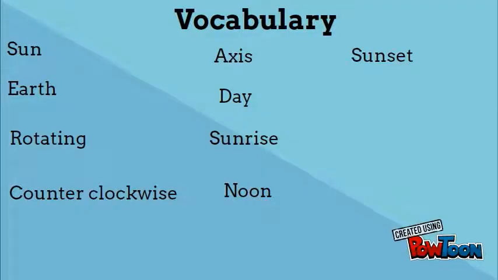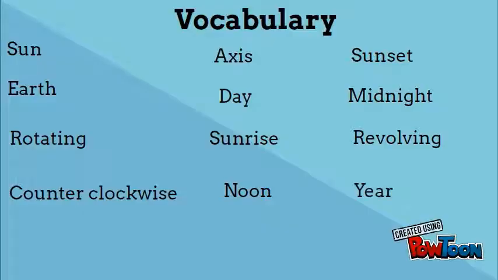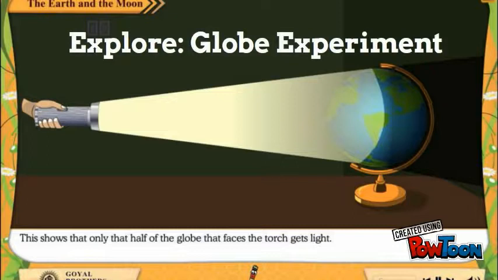Those words are sun, earth, rotating, counterclockwise, axis, day, sunrise, noon, sunset, midnight, revolving, and year. So make sure you're looking out for those words.